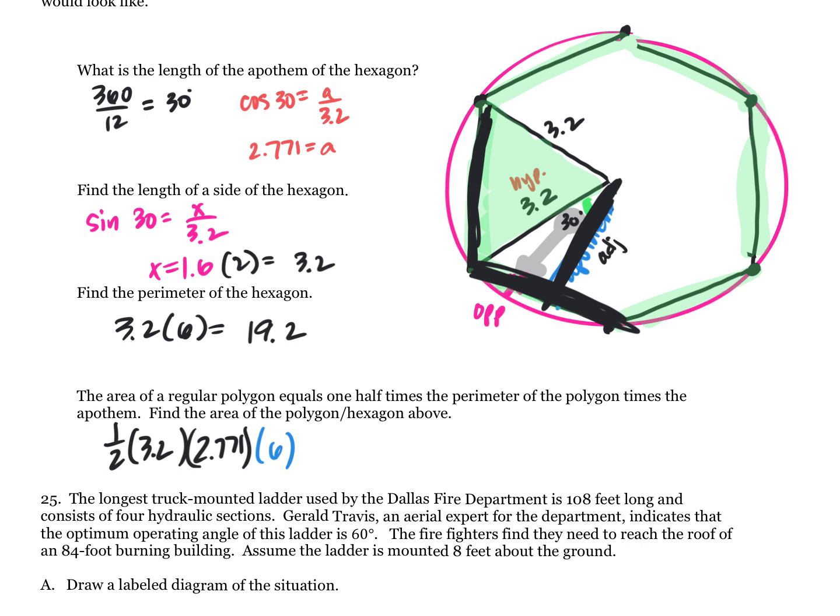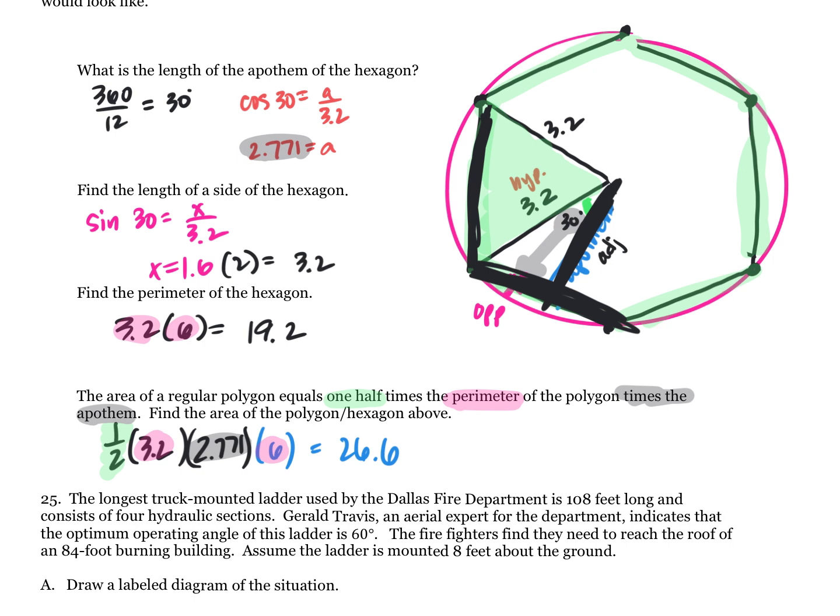Okay. To me, this is a very intuitive way: find the area of one triangle and multiply it by however many triangles there are. Is there a fancy formula that we could memorize? Sure. It says the area of a polygon is 1/2 the perimeter. How did we get perimeter? We did 3.2 times 6. And then times the apothem. Wasn't our apothem 2.771? Didn't we just do that exact same thing?